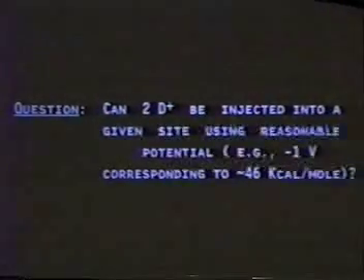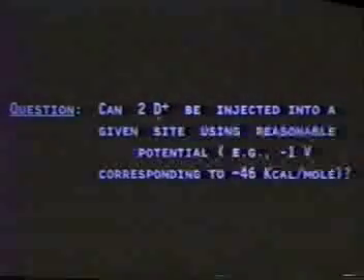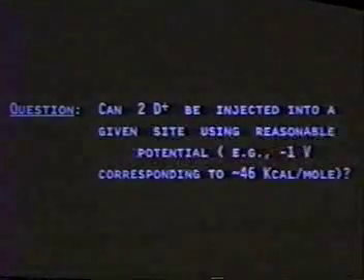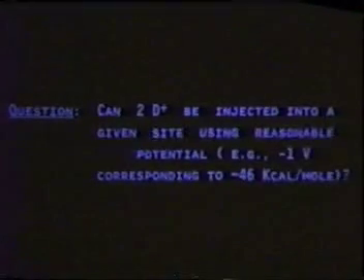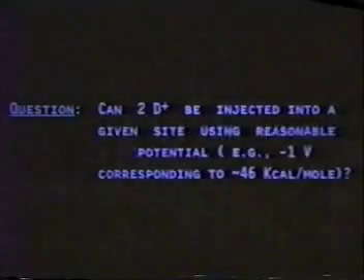I'd like to finish just with the one really critical question. Can 2 D pluses be injected into a given site using reasonable potentials, that is, reasonable overvoltage? And the overvoltage, if you put 2 in a site, corresponds to 46 kilocalories approximately. Is 46 kilocalories enough to get 2 deuteriums into an octahedral site? I think the answer is marginally no. Is it enough to get them into 2 tetragonal sites? Even less probable, no. To get 1 into each, I think you can do it.